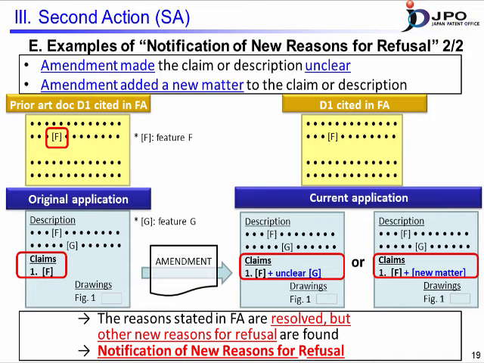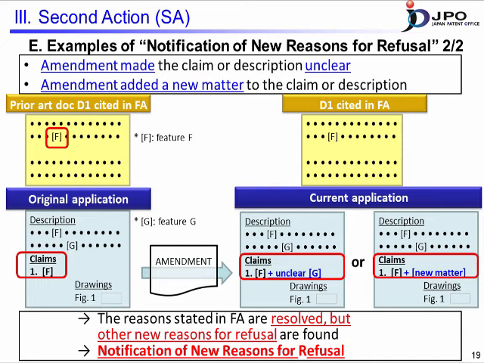Please look at the amended claim on the left. In this case, the applicant filed an amended claim which includes features F and G. However, Feature G, which has been added in the amendment, is not clear. In this case, the reason for refusal based on D1, in which the feature F is disclosed, has been resolved. However, the examiner found a new reason for refusal regarding the clarity requirement, since the feature G, which has been added in the amendment, is not clear.